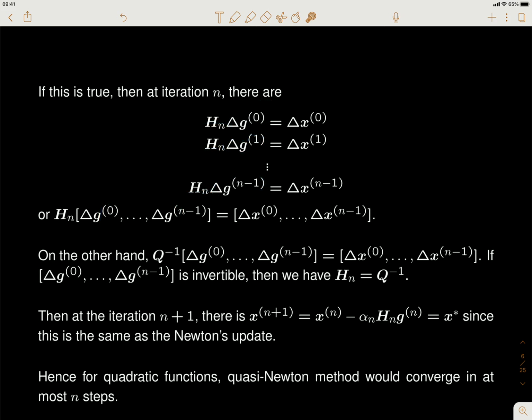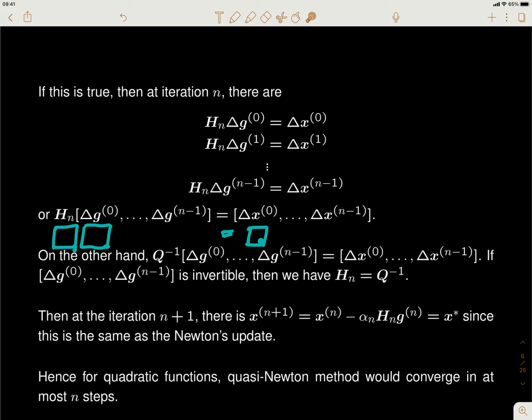So I will have Hn times this matrix, and on the right hand side I will align these vectors as columns in the same order. Then what I will get is this. This is my Hn, which is an n by n square matrix. And this delta G will form another n by n matrix because there are n columns and each one is an n-dimensional vector. And on the right hand side, I have another n by n matrix. So that is what this equation is.